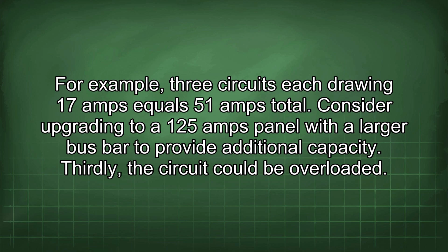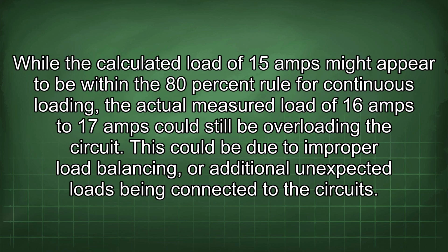Thirdly, the circuit could be overloaded. While the calculated load of 15 amps might appear to be within the 80% rule for continuous loading, the actual measured load of 16 amps to 17 amps could still be overloading the circuit. This could be due to improper load balancing or additional unexpected loads being connected to the circuits.